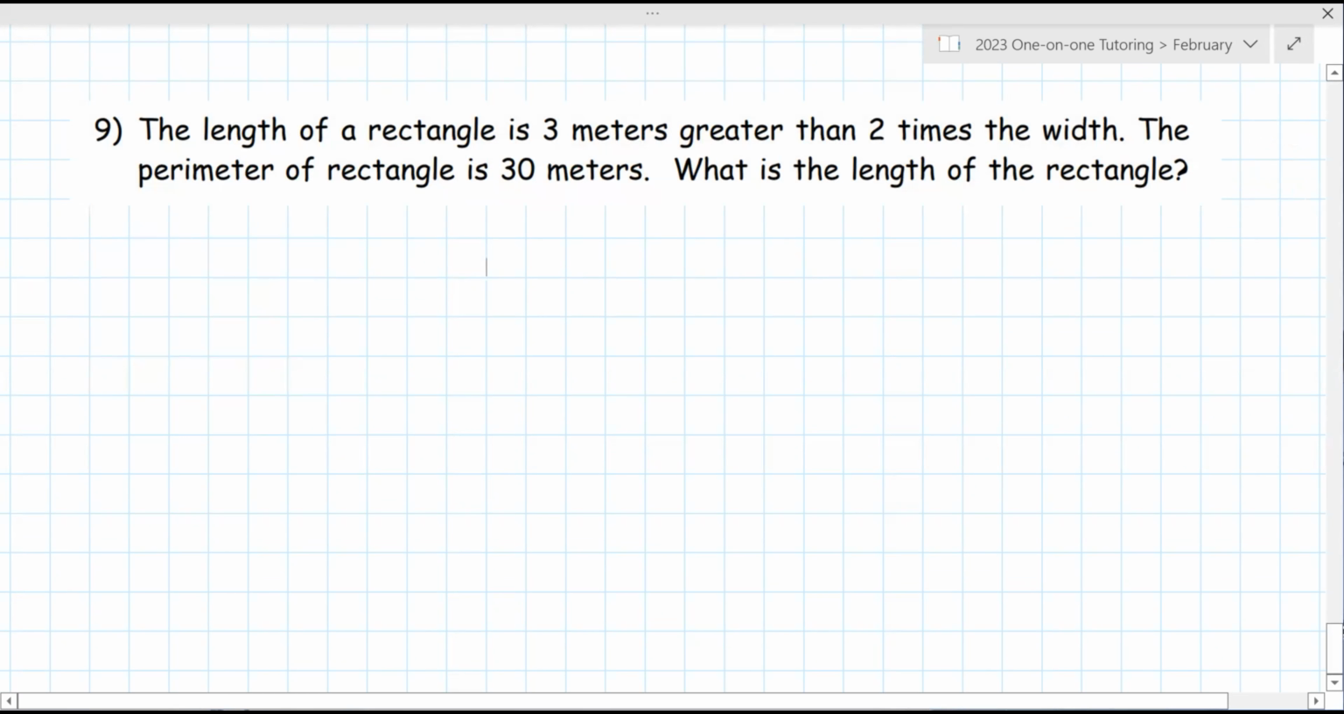So again, here's another problem for you to try. Pay really close attention to the words times, greater than. These mean something in terms of add, subtract, multiply, and divide.